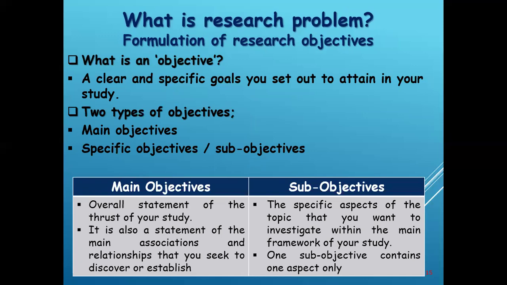What is an objective? A clear and specific goal you set out to attain in your study. There are two types of objectives: the main objective, and the specific or sub-objective. How do we define the main objective and the sub-objective? The main objective is the overall statement of the thrust of your study. It is also a statement of the main association and relationship that you seek to discover or establish.